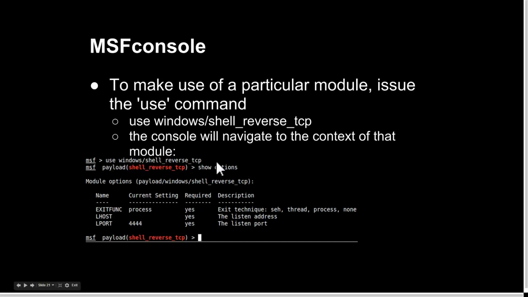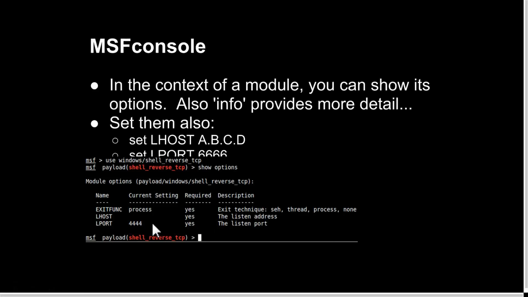Once you type use, the next prompt will be spawned in the context of that module. So then if you hit show options there, it'll show options of that context, of that payload. What it lists here is basically the options that are required for this. The default settings are listed in the current settings, and it says what's required. There's one that's required that is not currently set, so that's always basically something you're going to have to set up. And it's pretty straightforward on how to do that.